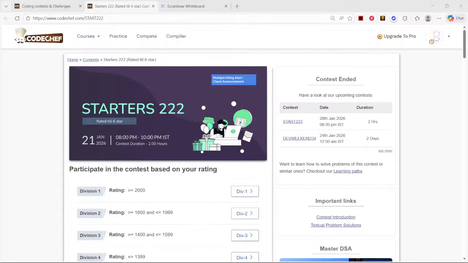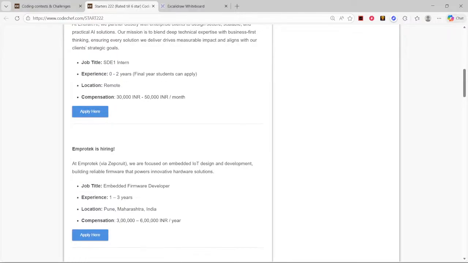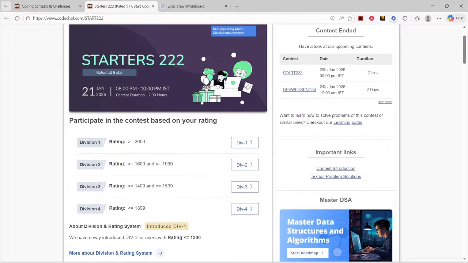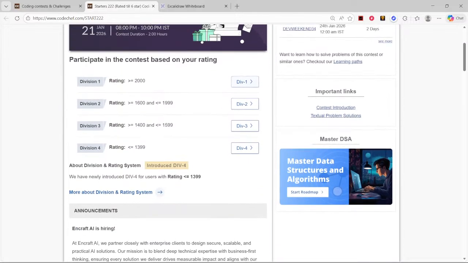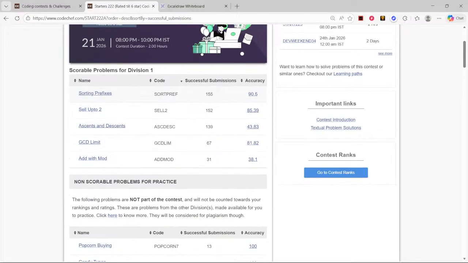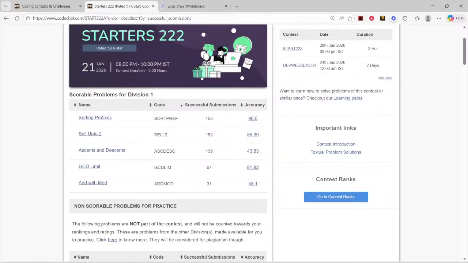Let's do the CodeChef contest today. After that, contest rating. Let's see, leave one and look. So there were five questions, right?